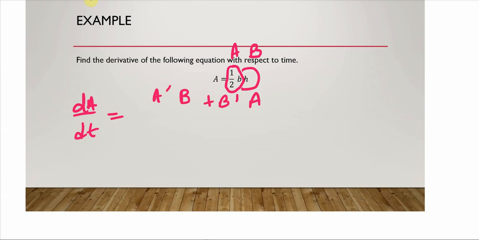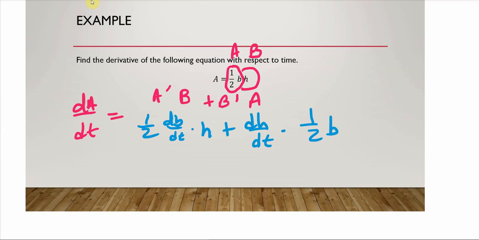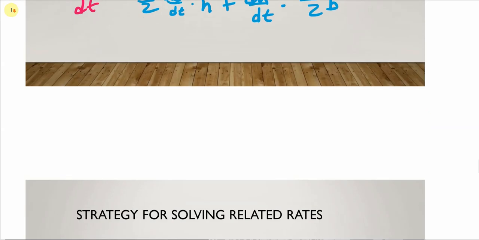So now, what's the derivative of my A bubble? It's going to be 1/2, and do not forget to put the dB/dt, times my B bubble, which is an H, plus now the derivative of my B bubble is going to be dH/dt, times my A bubble, 1/2 B. And that's it. That's going to be my derivative of A with respect to time. Okay, so that means that it's dependent on dB/dt, and H, and B, and dH/dt. So the change in the area depends on 4 things.